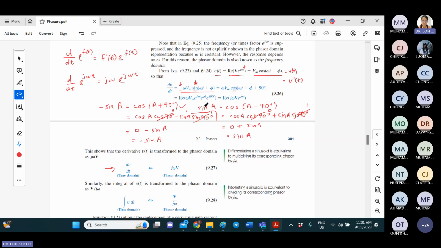So whenever you have a sine function that you want to change back into cos, you use either this or this formula. It depends on whether your sign has a minus or not. If your sign has a minus, you let the angle be A plus 90. If without the minus sign, that means A minus 90 degree. So this is how we choose the formula.